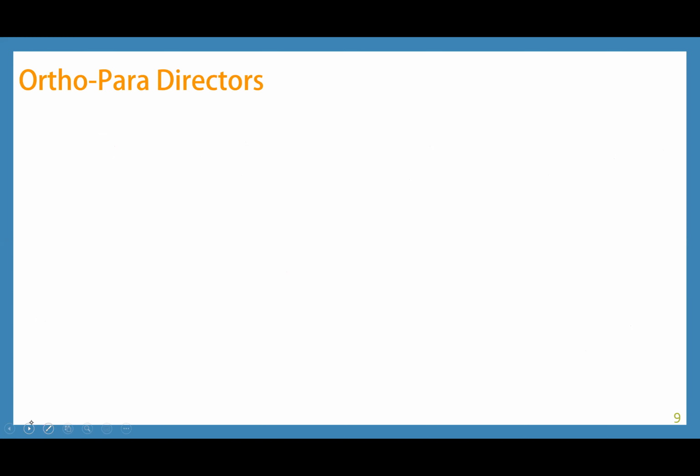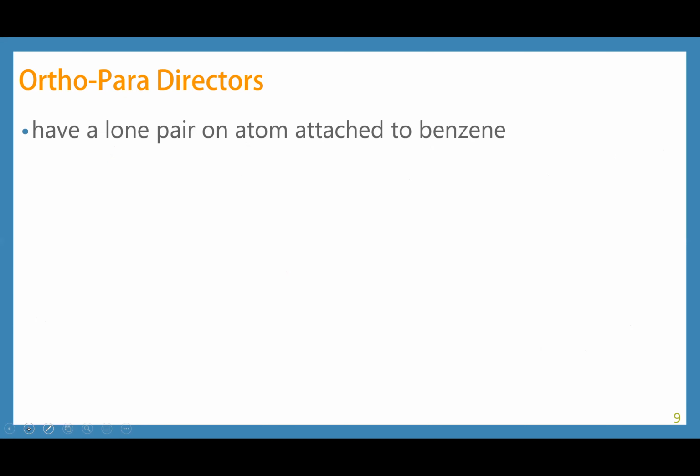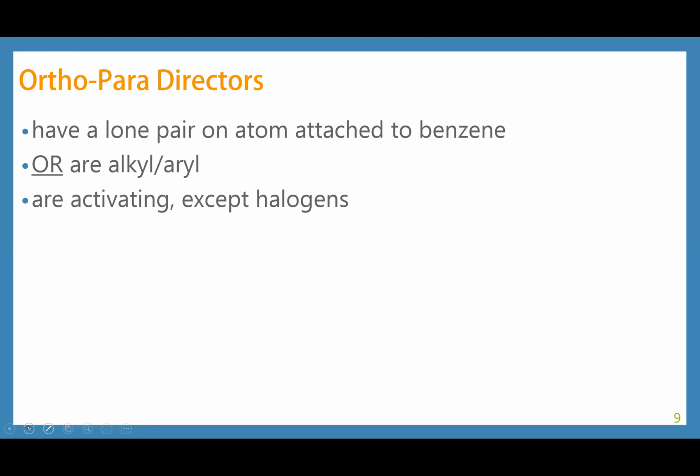Okay, so let's talk about what ortho-para directors look like. Ortho-para directors will all have a lone pair on the atom attached to benzene, or they're alkyl or aryl. And they are all activating, meaning that they make the benzene more reactive. So if you have an ortho-para director on the benzene, you may not have to heat a reaction that normally would require heat because the benzene is now more reactive. We're going to go over why in a second, but I want to look at what some of these examples are. So they have a lone pair or they're alkyl or aryl.